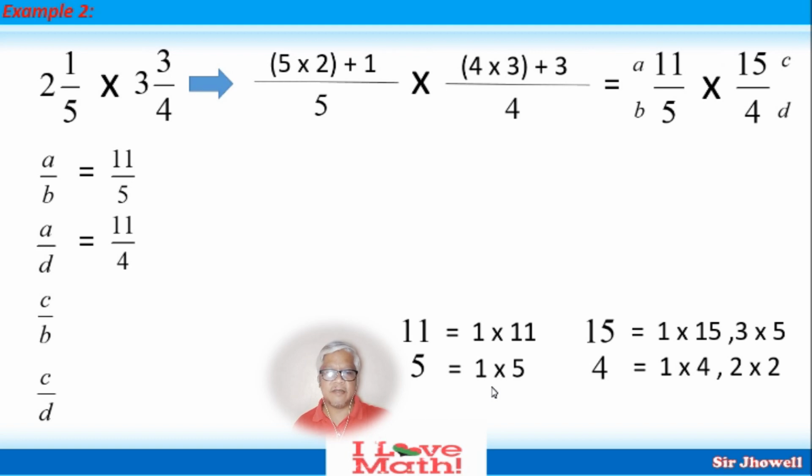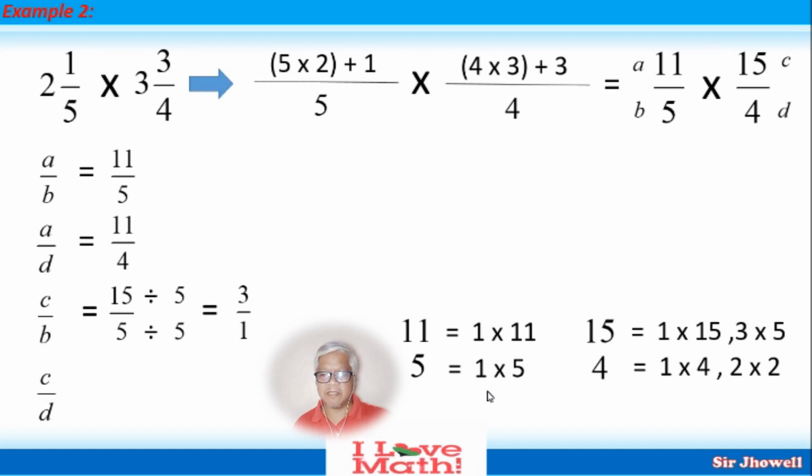Next pattern, C over B equals, we have 15 over 5. So, look at the factors of 15 and 5. If you notice, there is a greatest common factor of 15 and 5. And that is 5. Uy, very good. So, kung ang greatest common factor ng 15 and 5 ay 5, yung 5 ang common divisor. Okay? Now, what is 15 divided by 5? The answer is 3. 5 divided by 5, the answer is 1.